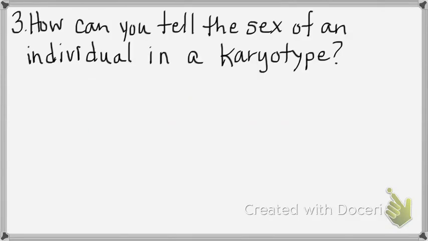Okay, how can you tell the sex of an individual in a karyotype? That's right. You're going to look at the 23rd pair, and let's say you see two nice-sized chromosomes there, about the same size and shape. What would you say the baby is? That's a girl. Okay, what if you saw a big one and then a really little one? That one's a boy, and that little one's called the Y chromosome.